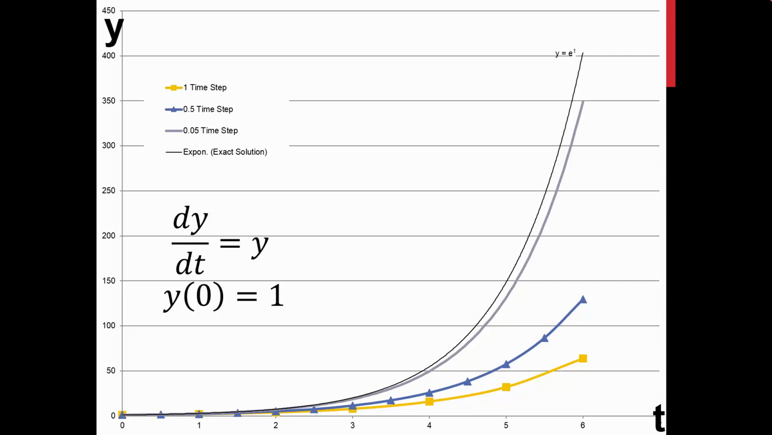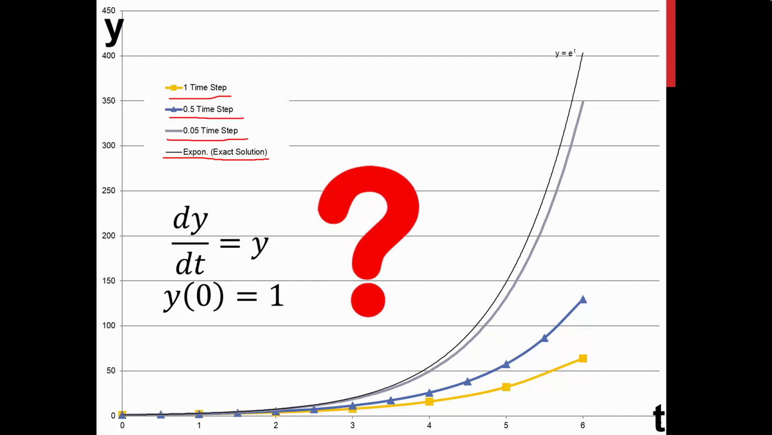Let's say what happens if we choose half an hour. What's the result? So here on this graph, the yellow line represents a time step of 1 hour, which we just did. The blue line here represents a time step of half an hour, and this gray line represents a time step of 0.05 hours. As you can see, the smaller the time step gets, the closer the solution gets to this black line here, which represents the exact solution. So just in general, smaller time steps tend to yield more accurate results.